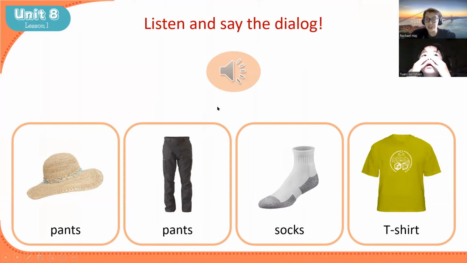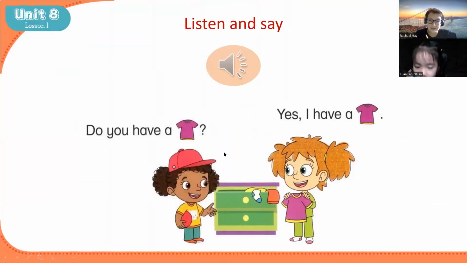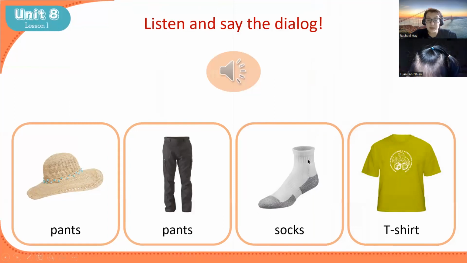Okay, which picture shows us socks? Is it one, two, three, or four? Three, good. Which picture is a hat? Which one shows us a hat? Hat, one. Good. Which one is a t-shirt? T-shirt. T-shirt is soft. Good. And which one is pants? Pants is two.